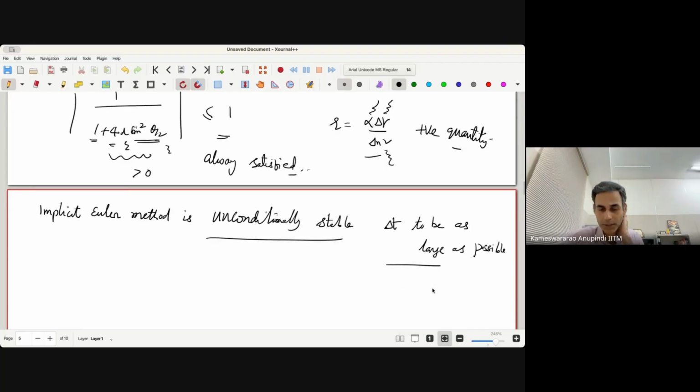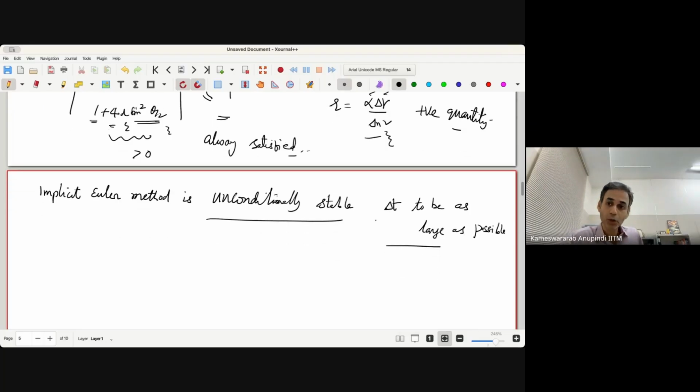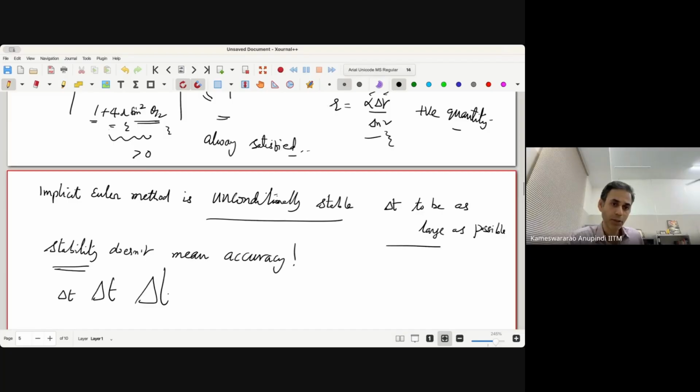But this is not quite right, because although we can take delta t to be as large as possible, stability doesn't mean accuracy. That means from the stability point of view, we can take delta t to be as large as possible, but that doesn't mean that the solution is going to be accurate. So you still need to take delta t small enough that we're going to get an accurate solution.